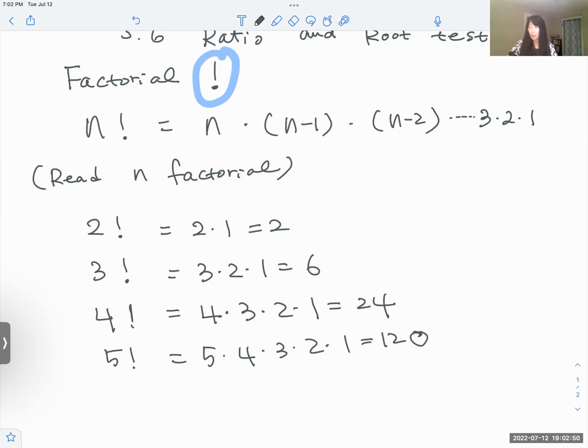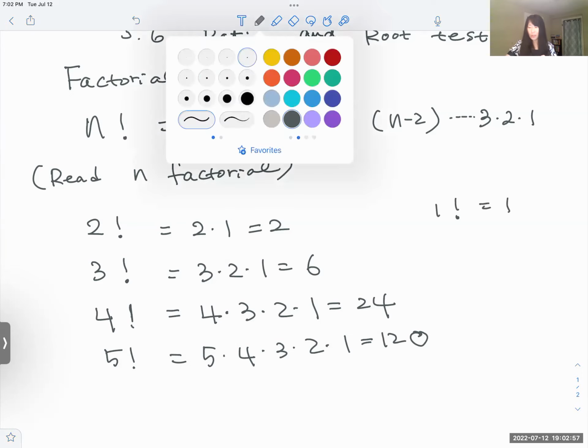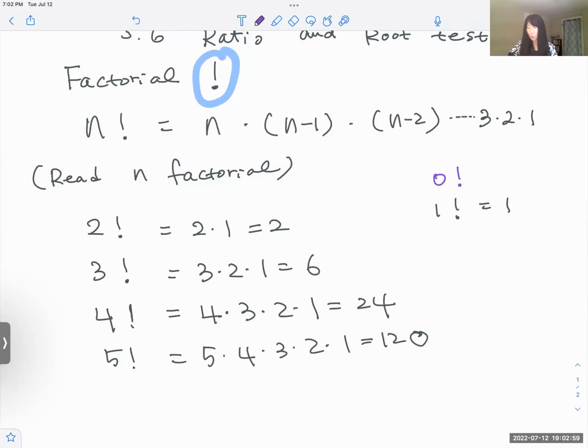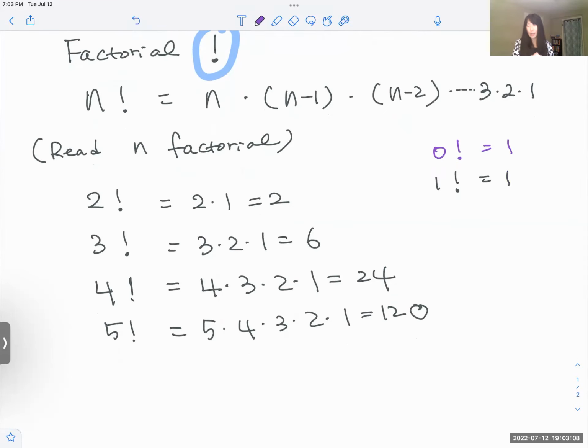So now you guys notice that, right? Let's go back. How about 1 factorial? It's 1, okay? And 0 factorial, weird, it's 1 as well. This one I can only explain to you this way, all right? I'm teaching statistics, and I explain to my students this way.